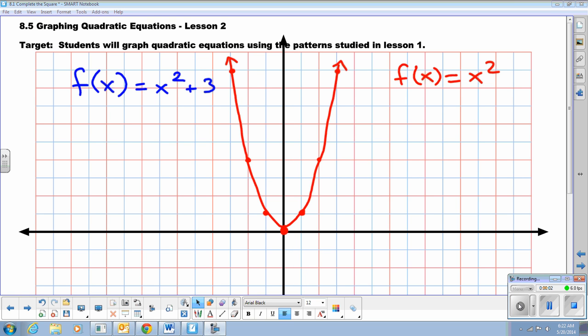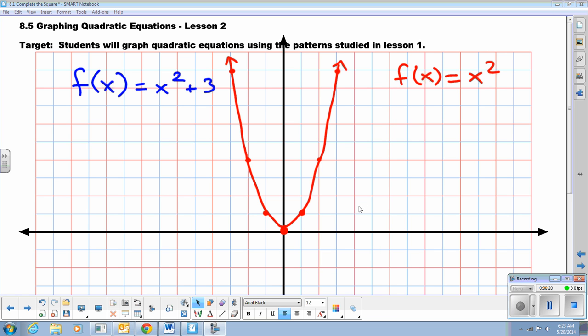Welcome to lesson 2 of quadratic equations and graphing them. Today, instead of using the graphing calculator, you're actually going to graph these things by hand, so you will need graph paper. What you see in front of you right now is our base parabola in red, f of x equals x squared.